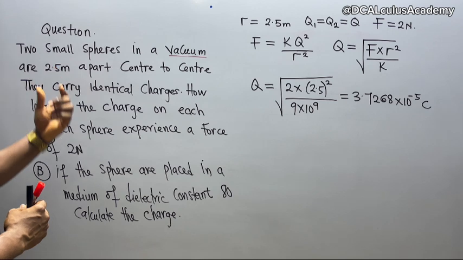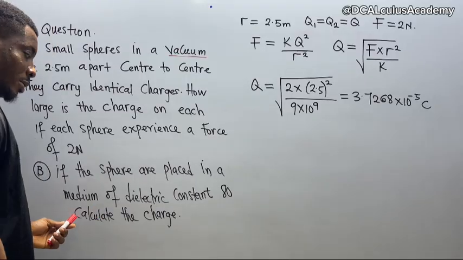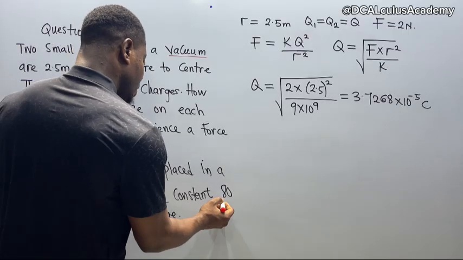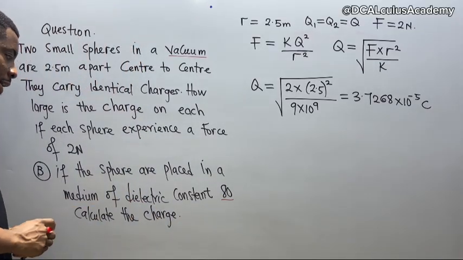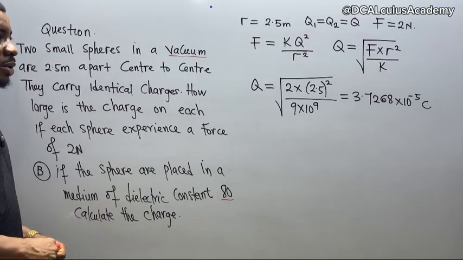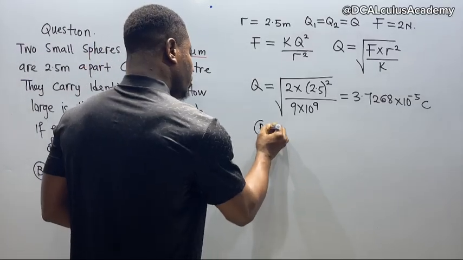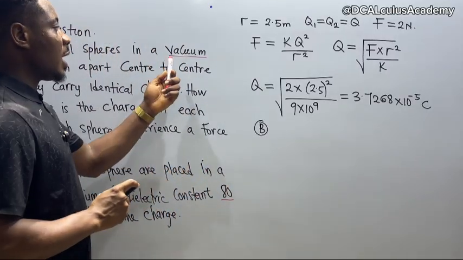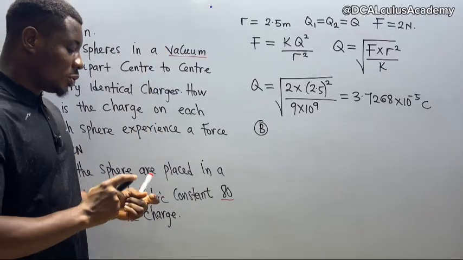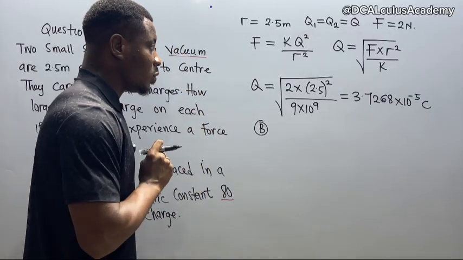Now the next question, B, says if the spheres are placed in a medium of dielectric constant 80, calculate the charge. This is another question that tells us the charges are now removed from a vacuum and placed in a medium. Now, remember I told you that if the charges are in a medium, what formula do we use for Coulombic force?